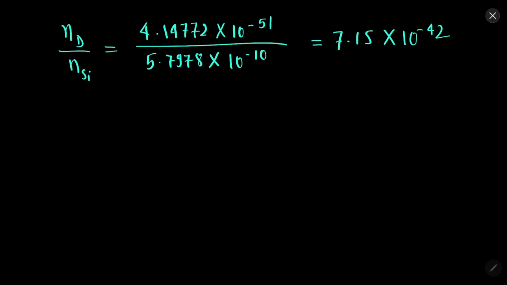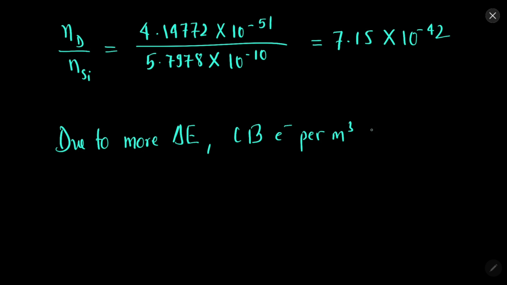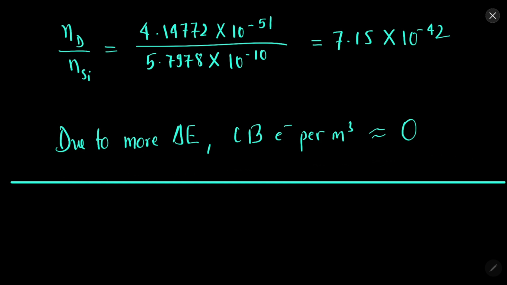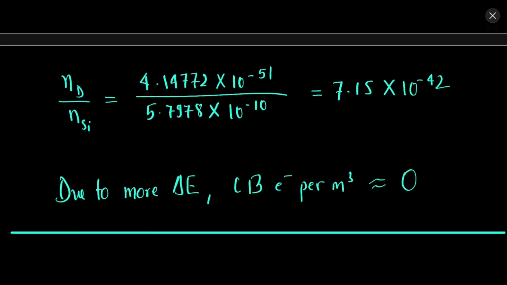And the second part was, as we have more energy gap, so the energy gap is quite high. So in diamond, because of the high energy gap, conduction band electrons per cubic meter will be approximately 0. That is because the energy gap is so high, almost no electron will be able to go from valence band to conduction band.